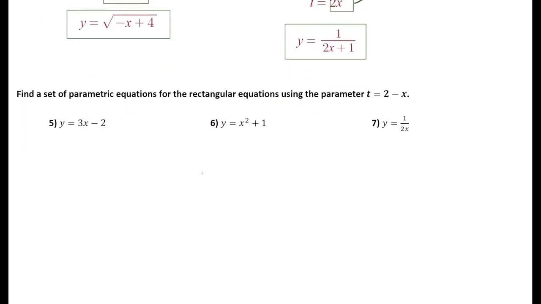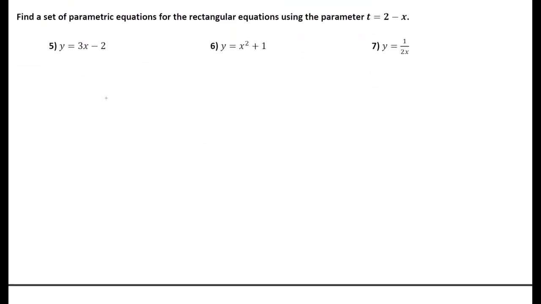So that's it. Let's take a look at the next set of problems, which says find a set of parametric equations for the rectangular equations that are given. So we're given 3 different rectangular equations using the parameter t equals 2 minus x. Now, when you're trying to convert from rectangular equations to parametric equations, you need to be given a parameter. Otherwise, you just have to make one up, and then it's kind of pointless. So you need to have some information about the relationship between your third variable and one of the 2 other variables, not necessarily both of them. And really what we're trying to do here is figure out the other one.